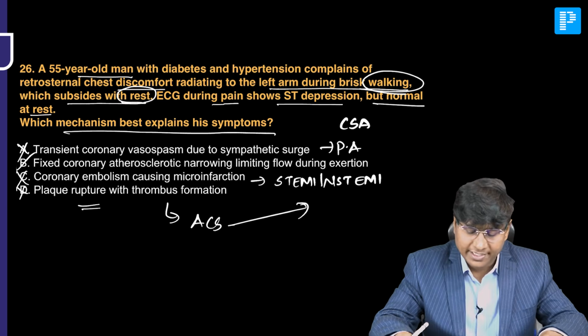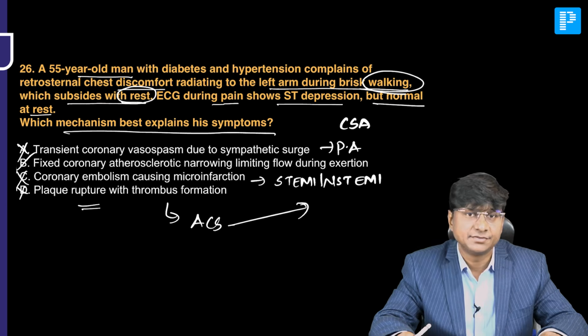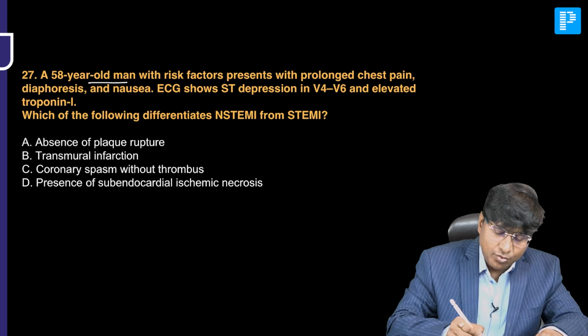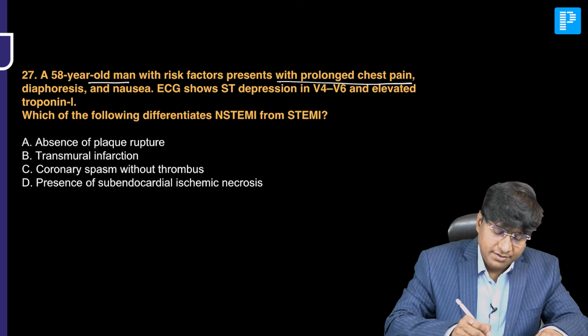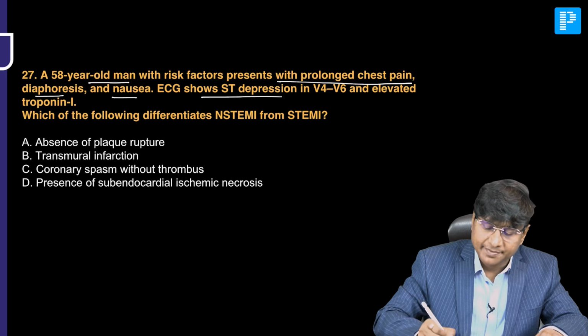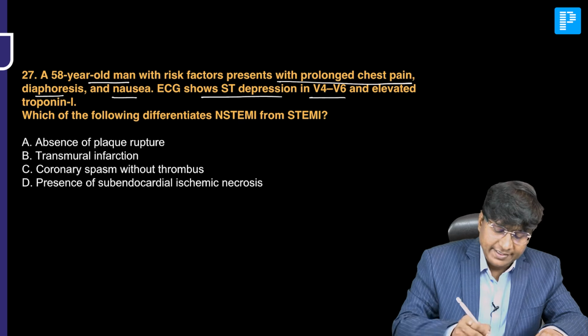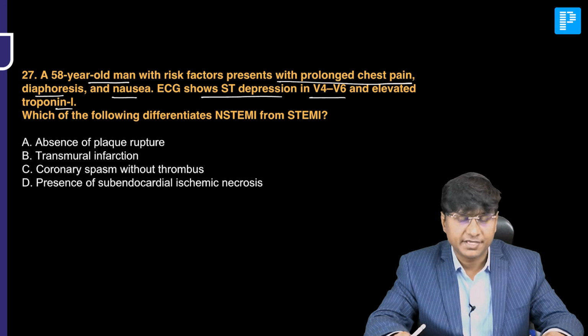The fixed coronary atherosclerotic narrowing, limiting the flow during exertion, right? Next question. A 58-year-old man with risk factors presents with prolonged chest pain, diaphoresis and nausea. ECG showed ST segment depression in V4 to V6, and there is elevated troponin I. Which of the following differentiates NSTEMI from STEMI?